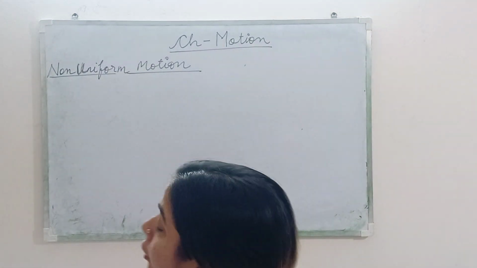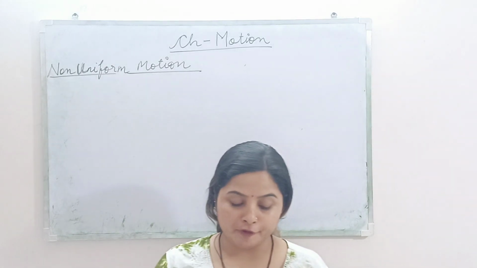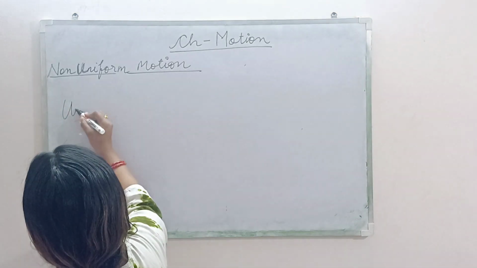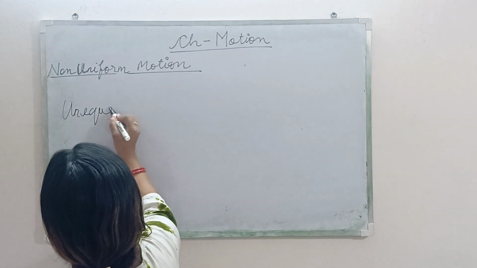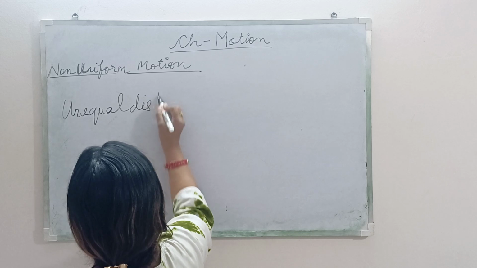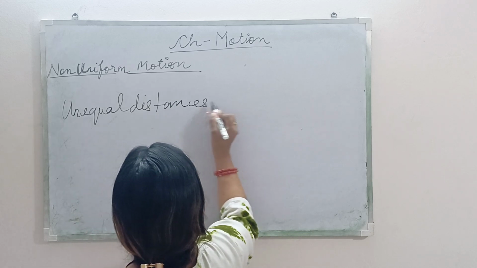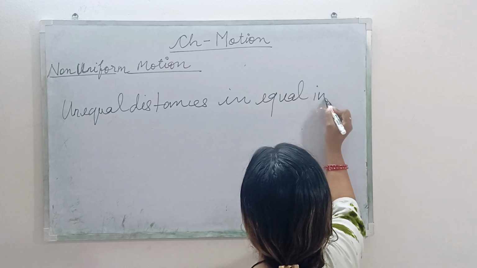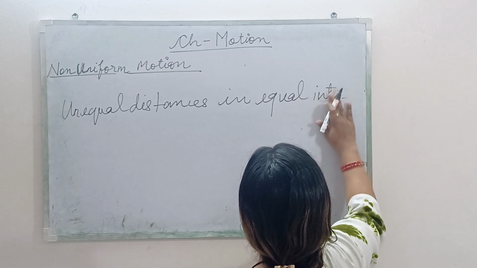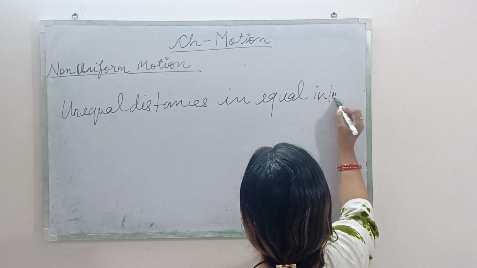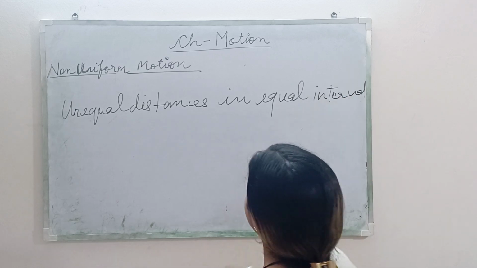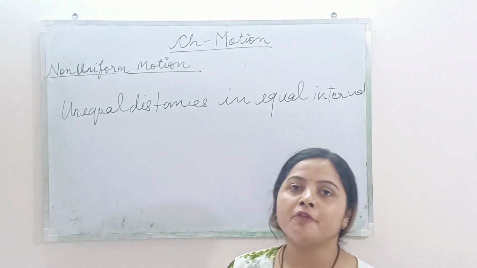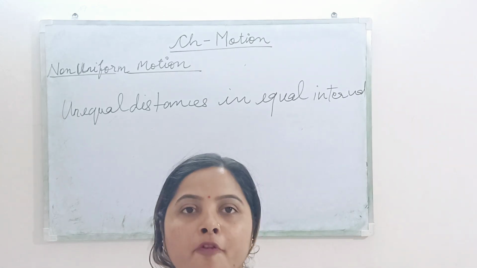So children, we were talking about non-uniform motion. So what is non-uniform motion? When a body covers unequal distances in equal interval of time. Okay. When a body covers unequal distances in equal interval of time. Now this I will explain you with the help of an example.